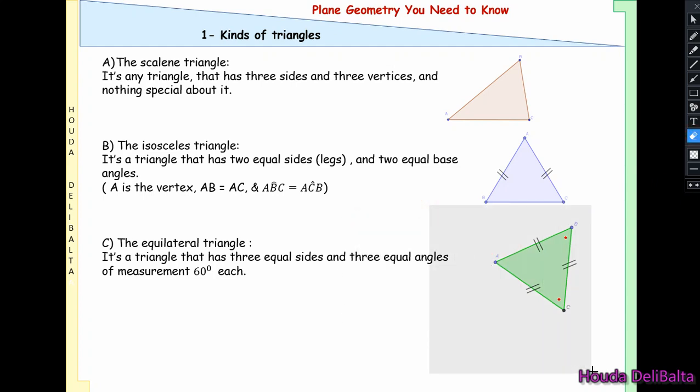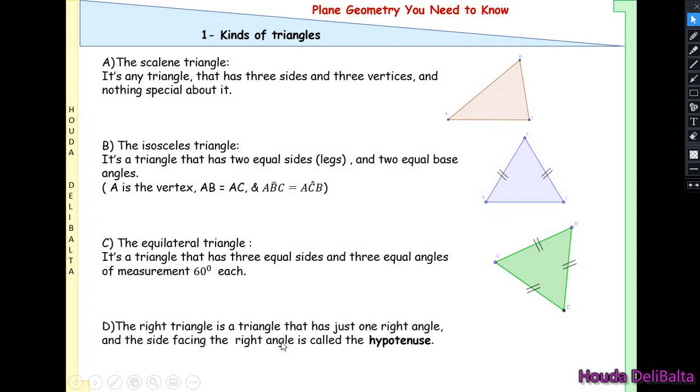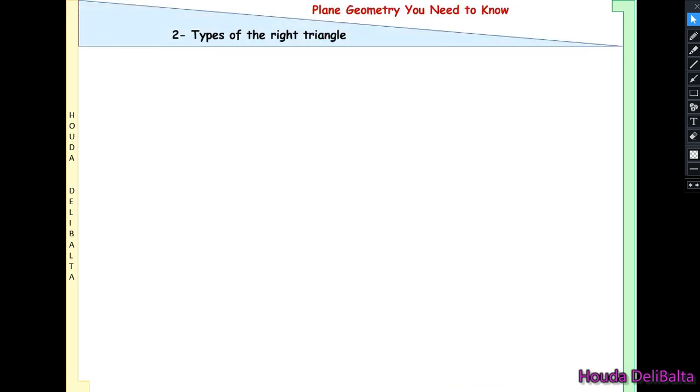And finally, there is the right triangle. That's a triangle that has just one right angle, and the side facing the right angle is called the hypotenuse. So as you see here, there is a right angle, A, and the side facing it is called the hypotenuse. Let's continue to see what we have to know more about plane geometry.